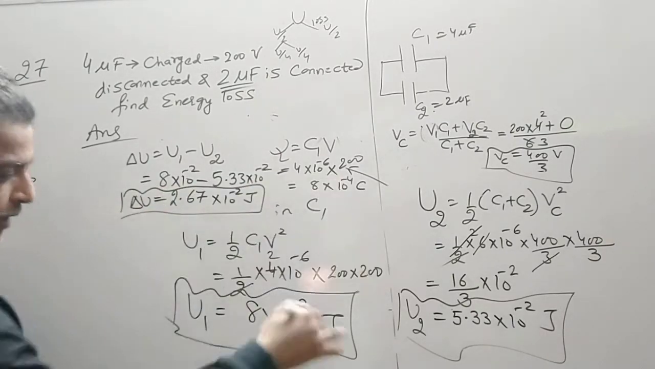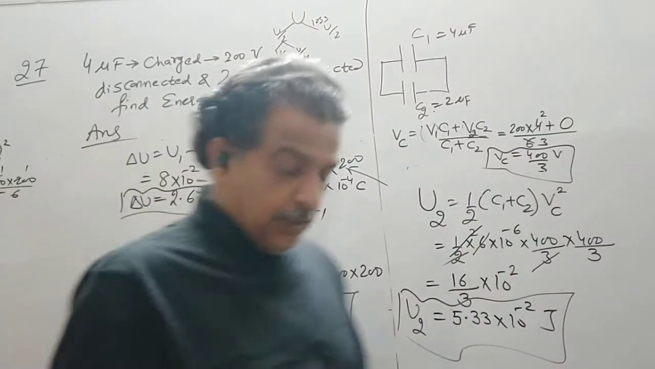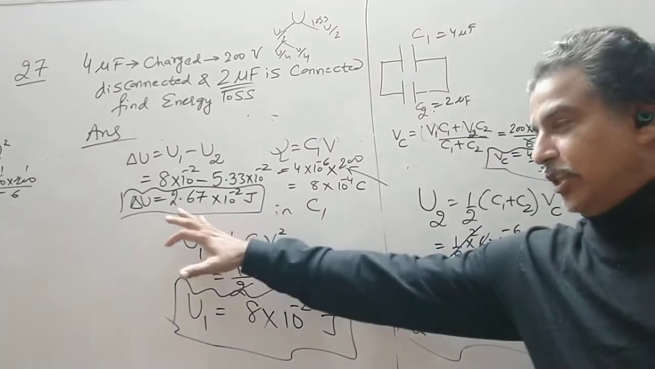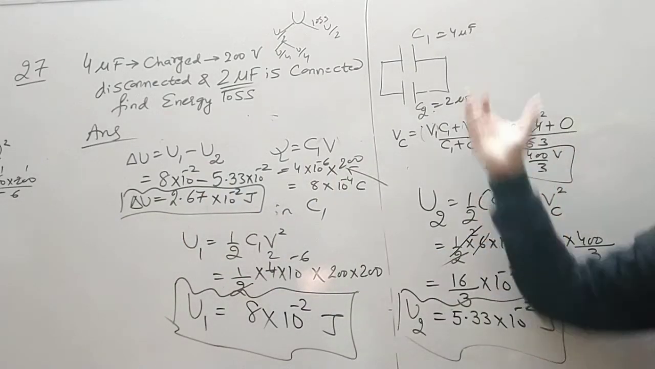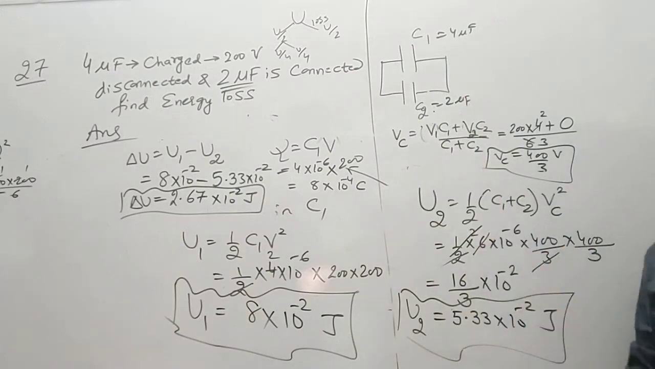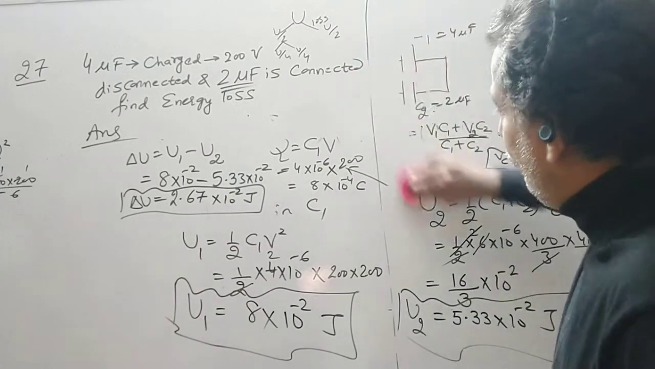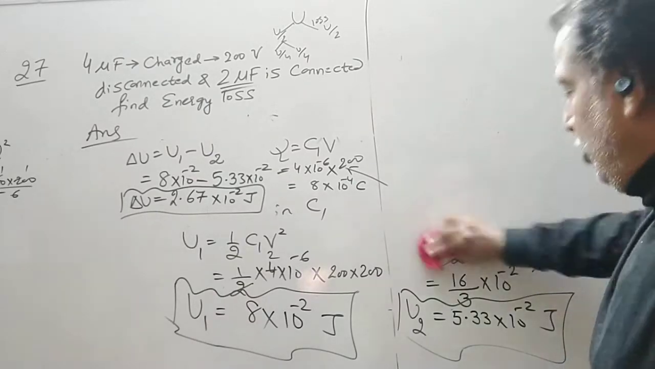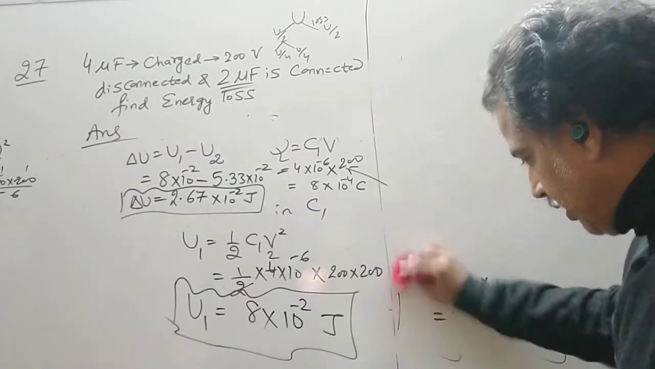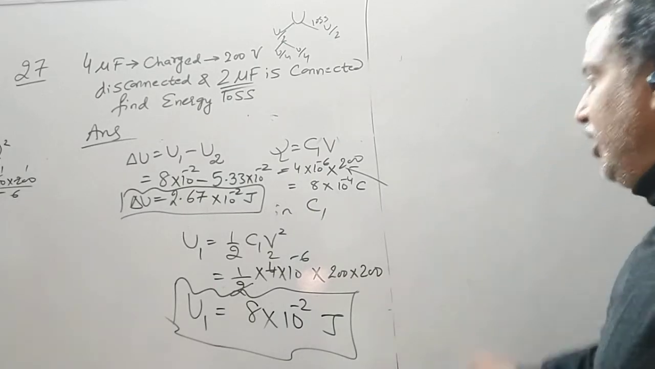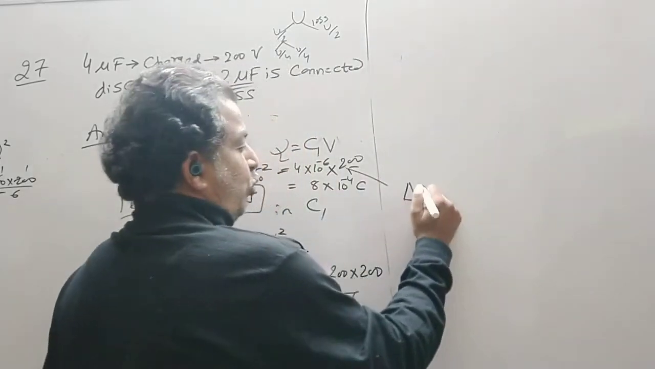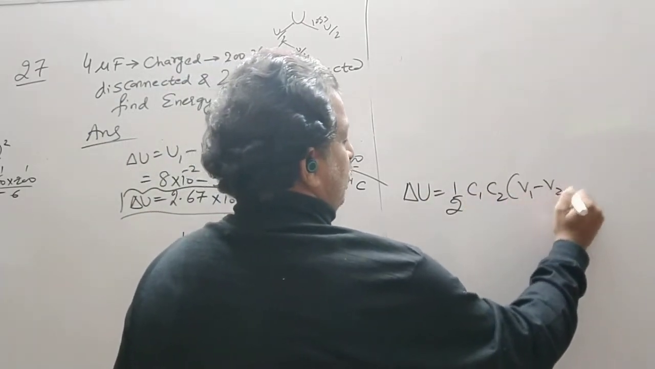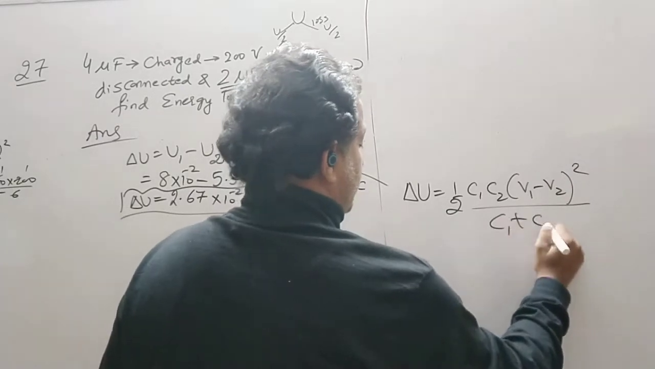So you can check the calculation; substitute the values and verify. So this is the energy loss. This is how you do it when both the capacitors are unidentical. And instead of all this, if you remember, we have written a shortcut formula for the energy loss: delta U was equal to half C1 C2 (V1 minus V2) whole square upon C1 plus C2.